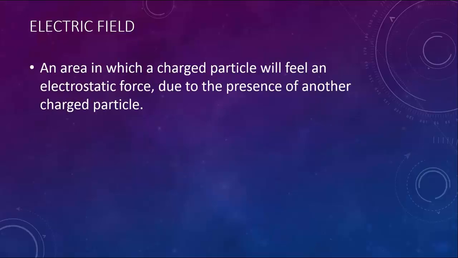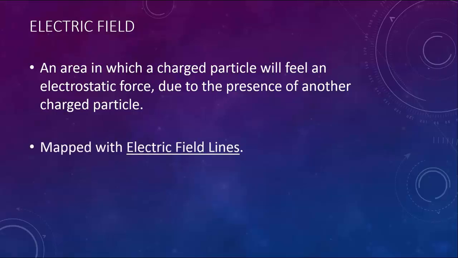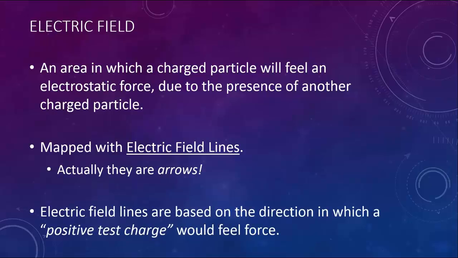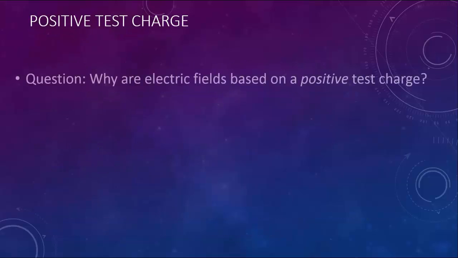An electric field is an area in which a charged particle will feel an electrostatic force due to the presence of another charged particle. Like we just did, we map electric fields with electric field lines. And as you saw, they're actually arrows. Electric field lines are based on the direction in which a positive test charge would feel force. That's exactly what we just did in our previous two examples.